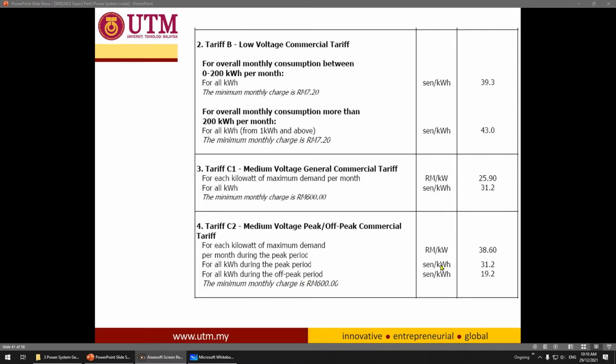This one I already mentioned before. Peak period, you have to pay much higher cost, and off-peak it is less. If you check back the TNB, if not mistaken, the off-peak is between 12 a.m. to 8, if not mistaken. You have to check back. This one, maybe I will show you later.